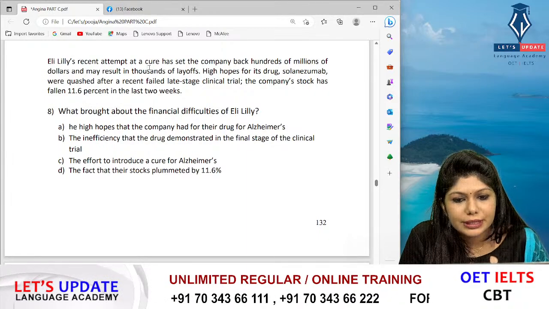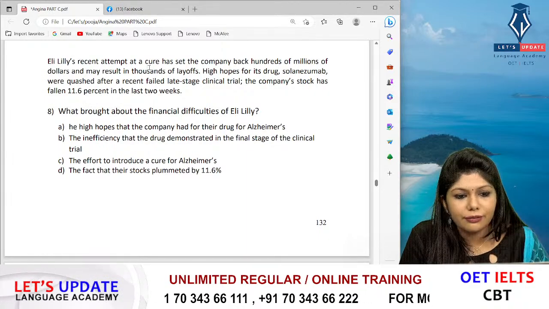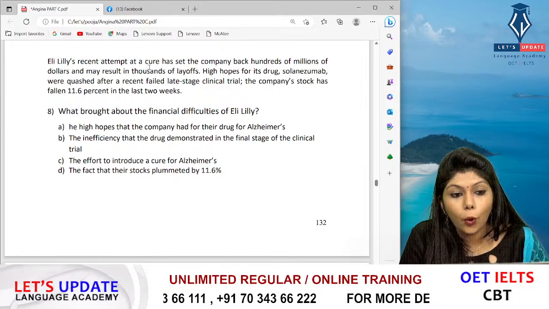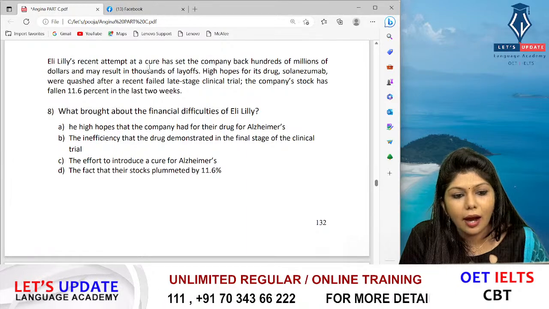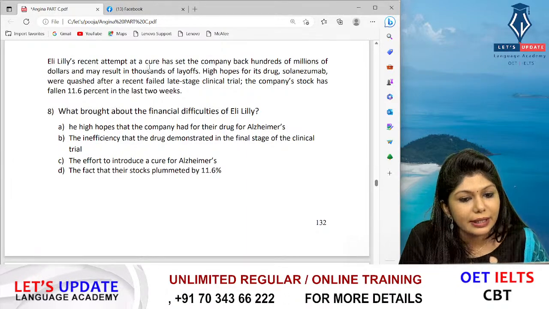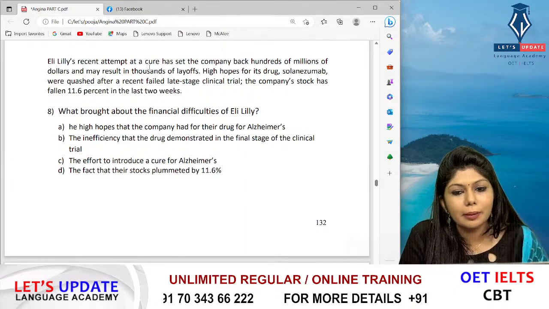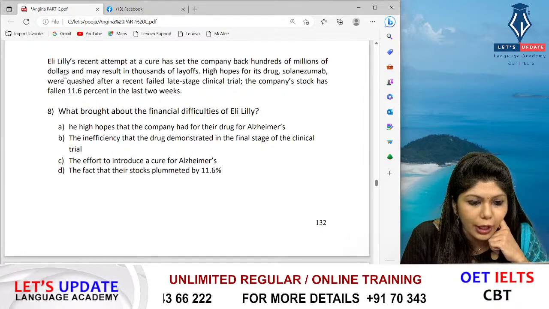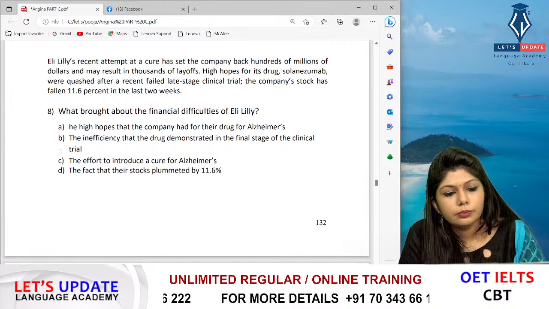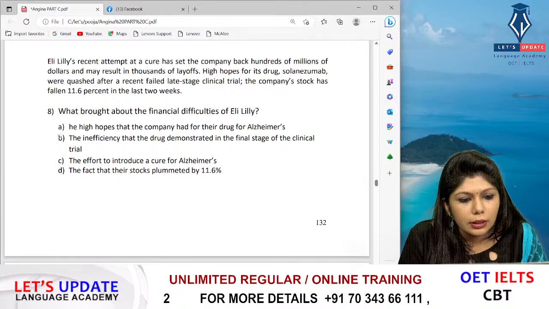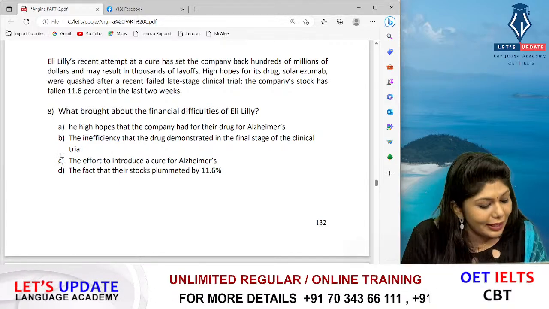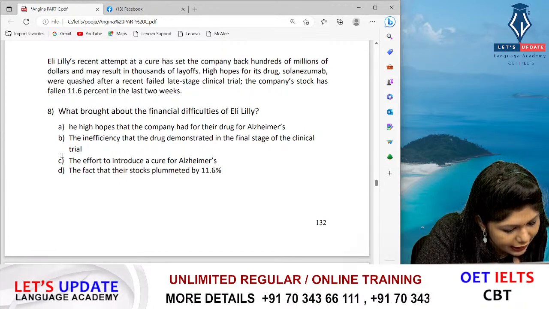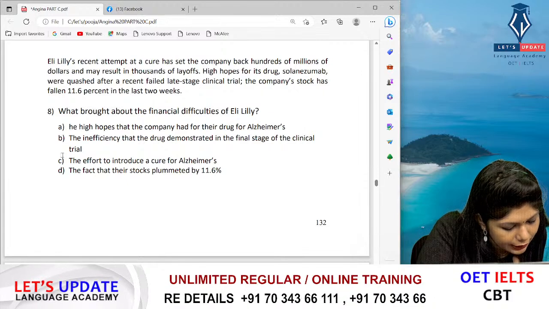So high hopes for its drug were crashed after a recent failure. Crashed in the sense cancelled. The high hopes were cancelled or rejected after a recent failed late-stage clinical trial, and the company's stock has fallen 11.6% in the last 2 weeks. Okay, so let me look at your choice of answers. You can put in your choice of answer in the comment section on Facebook.